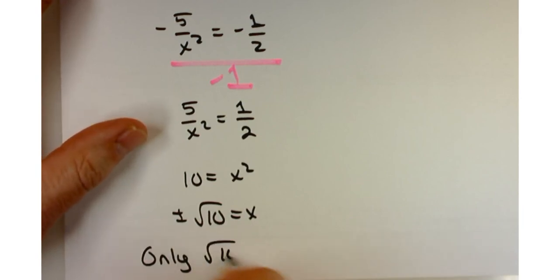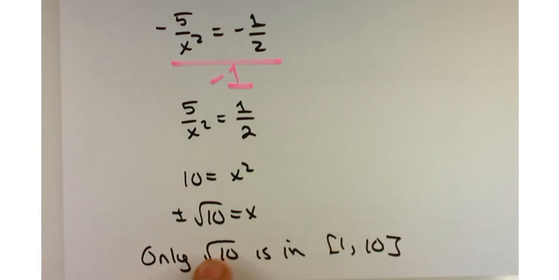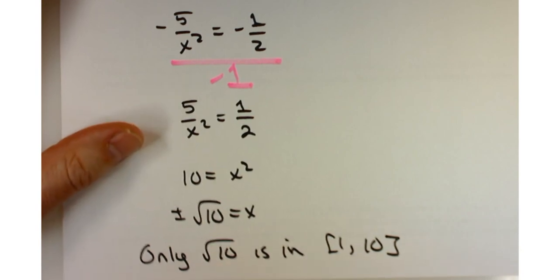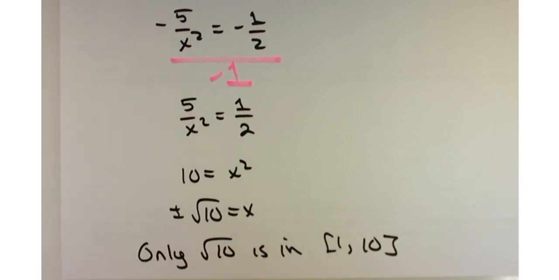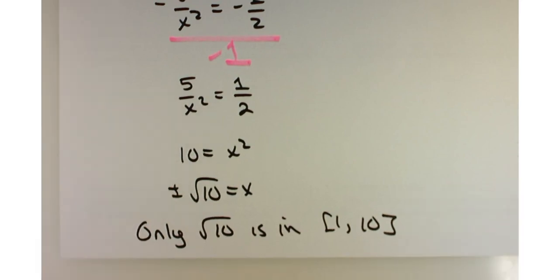Only square root of 10 is in the interval 1 to 10. So really the only answer that works for us is square root of 10, because that's the only one that's in the interval. Negative square root of 10 might work for different circumstances. That's fine, but it's not part of our answer here. Comments or thoughts on that one?